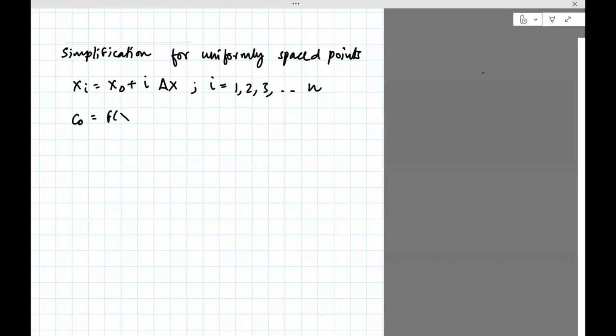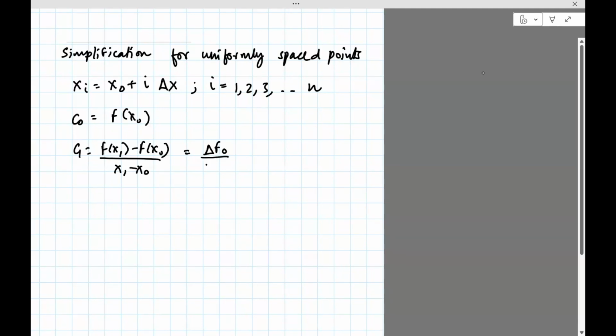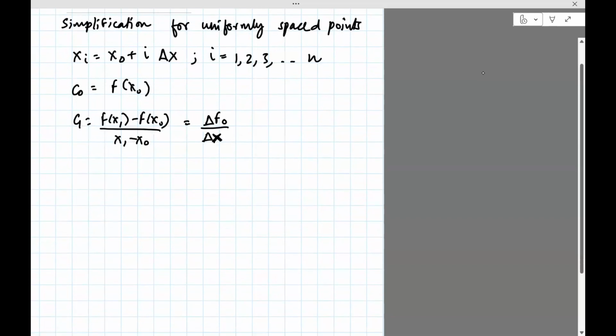So C0 is f of x0. C1, we wrote down the formula: f of x1 minus f of x0 divided by x1 minus x0. Turns out that we can write this as delta f over delta x, where delta f represents the change in f. It's basically the forward difference, what we've seen in the differentiation part of the course.